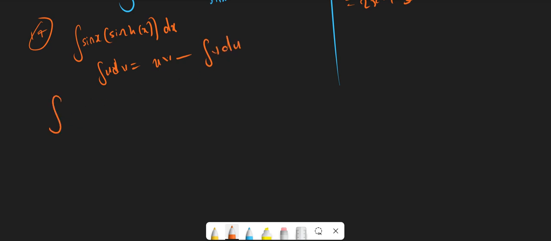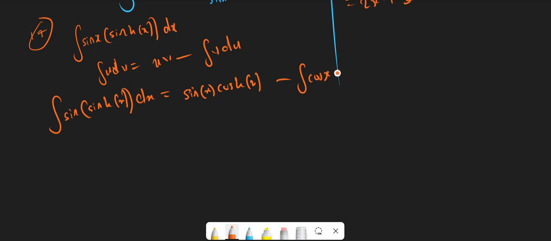Okay, so in this case, the integral of sine of x times hyperbolic sine of x dx would be, first of all, sine of x times cosh x. Now we are going to subtract the integral of the derivative of sine x, which is cosine of x, times cosh x. And then we can repeat it again.